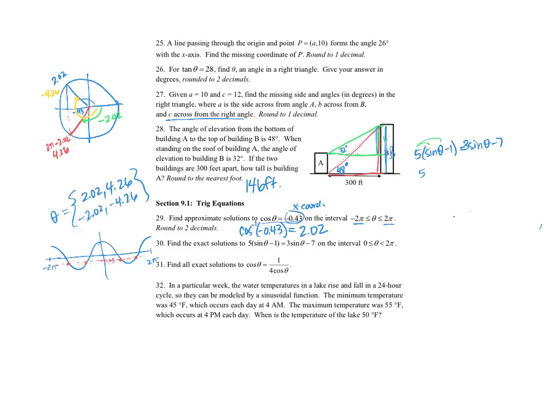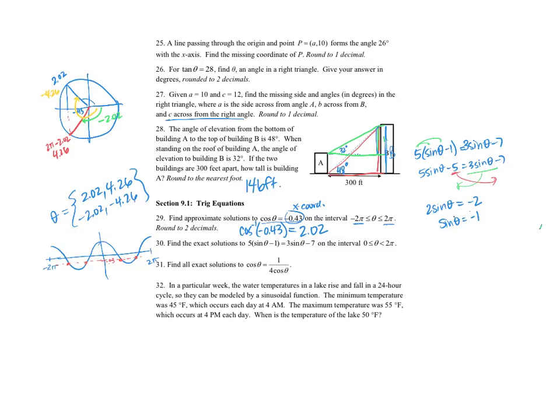So I get 5 sine theta minus 5 is equal to 3 sine theta minus 7. And then I'm going to move the things that have sine on it all to the same side, and I'll also move the things that are just numbers over to the other side. So we'll do that. So 5 sine theta minus 3 sine theta is 2 sine theta is equal to, and if I add 5 to that, I'm going to get -2. So I get sine theta is equal to -1 when I do that.